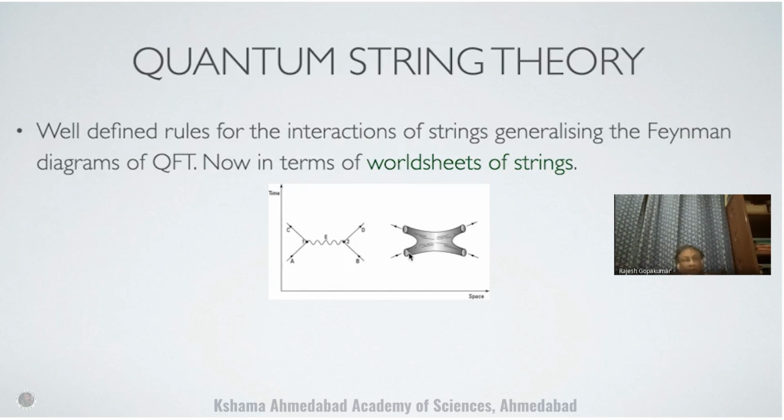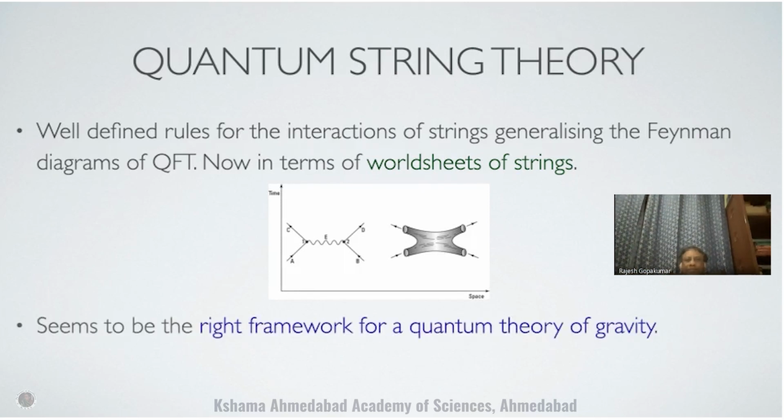But people realized you can generalize that to understand the interactions of strings. Now, instead of a world line, you think of a world sheet, a two-dimensional surface. Just like a particle moving in time traces a one-dimensional line or a world line, a one-dimensional string, and here I've drawn a rubber band-like closed string, when it traces its history in time, it traces a two-dimensional trajectory, a two-dimensional surface or a world sheet. And you can talk about the interactions of these strings, and things turn out to be well behaved. And this seemed like giving the right framework for a quantum theory of gravity.